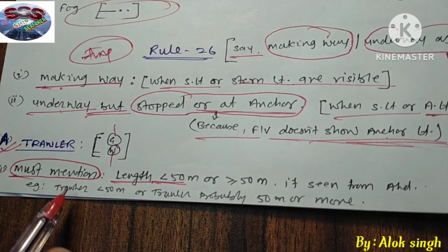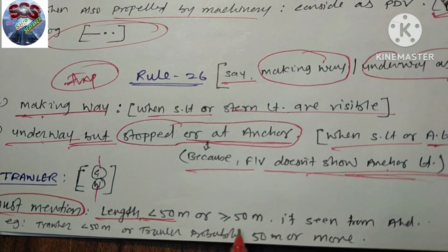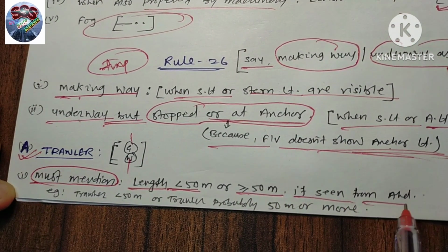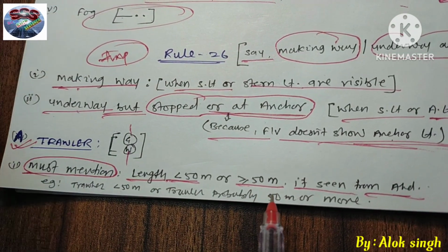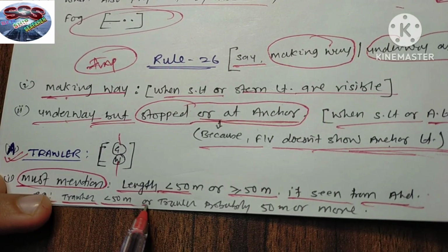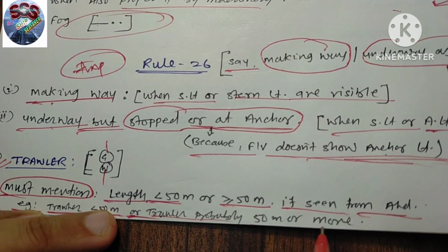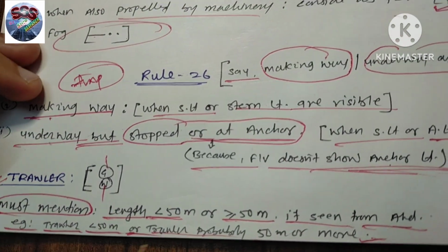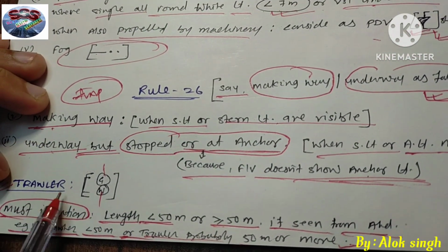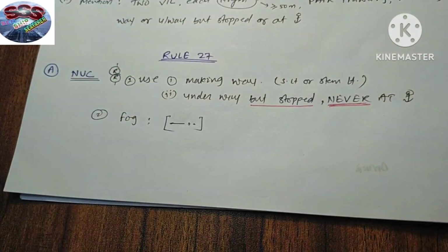So if trawler, the first thing we have to tell is trawler either less than 50 meters or 50 meters or more in length, if seen from ahead, meaning when you are able to see the masthead light. For example, we will say trawler less than 50 meters, or trawler 50 meters or more. In case of a trawler, we must mention the length of the vessel.